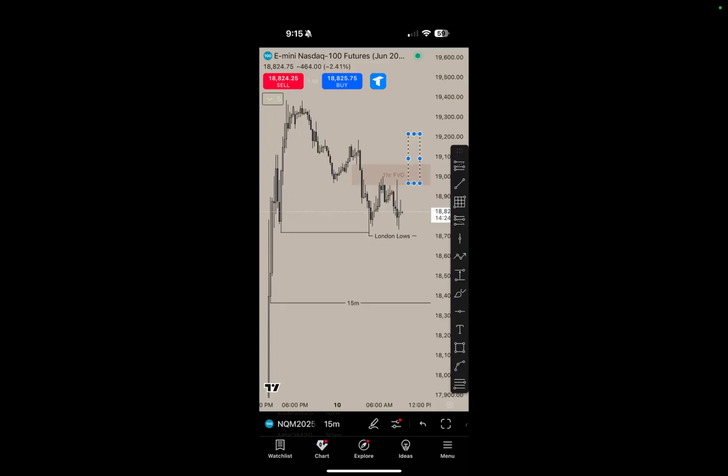When do we not have a manipulation leg? Sometimes price accumulates but then just starts dumping or pumping in one direction. Then it's most likely a manipulation leg still, just on the higher time frame, and we'll trade back towards those accumulation lows or highs.